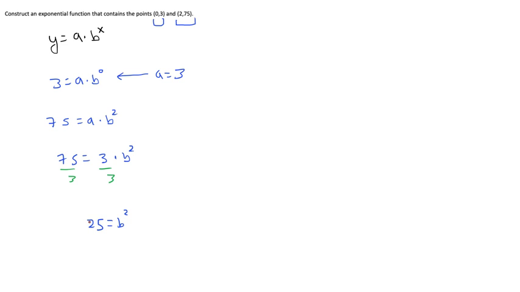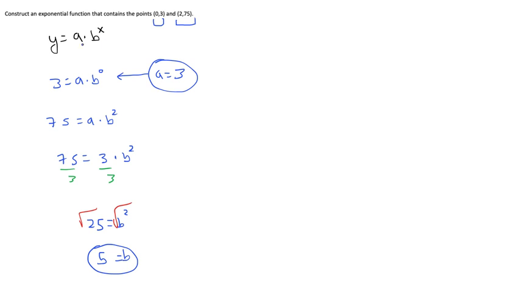In this case, we can just take the square root of both sides. Square root of b squared is just b. That's good. What's the square root of 25? In this case, we get a positive 5. Okay? So check it out. We've found the values of a and b.